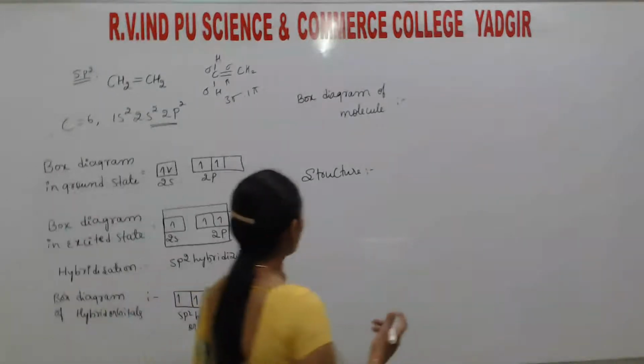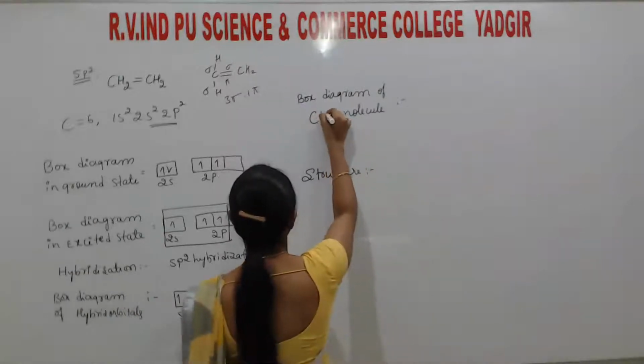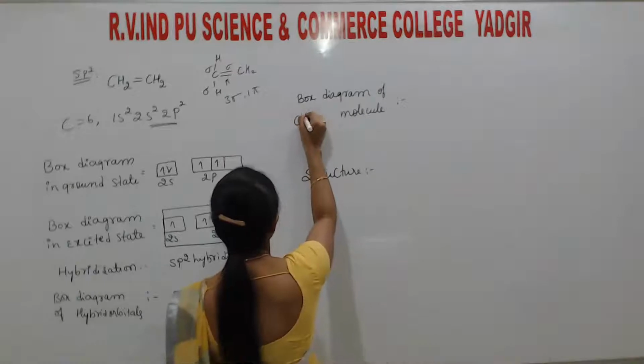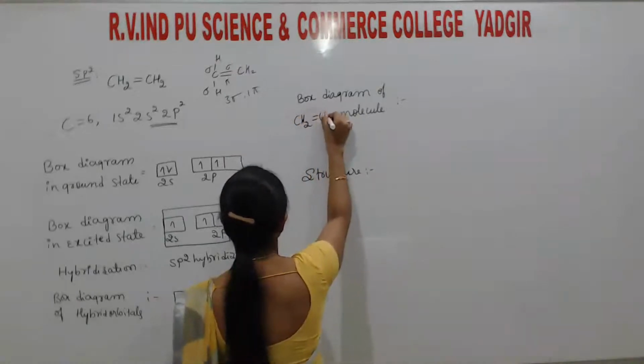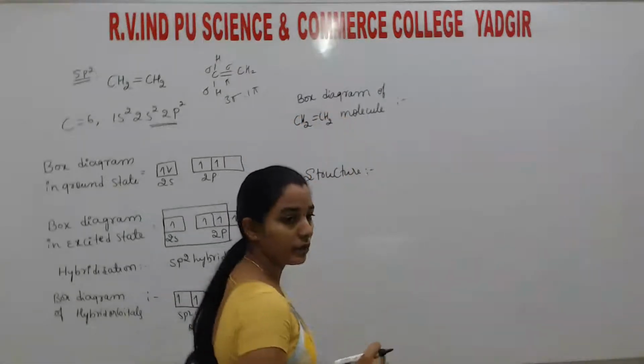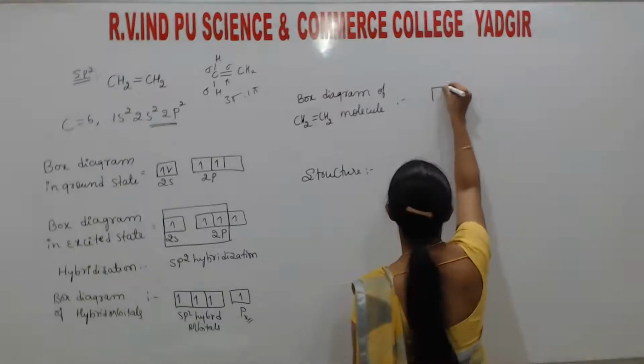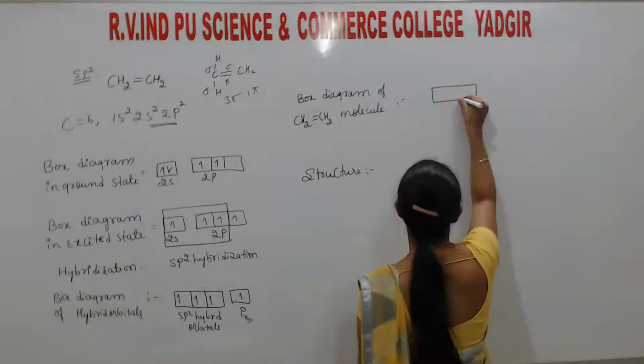Next, box diagram for the CH2=CH2 molecule. Remember, for carbon, these are the hybrid orbitals.